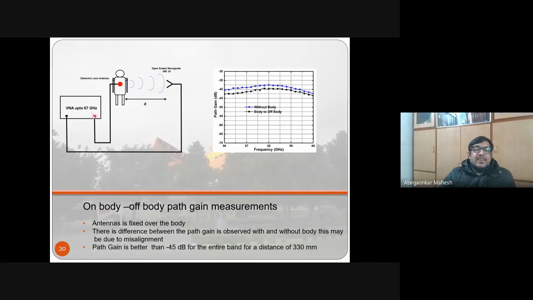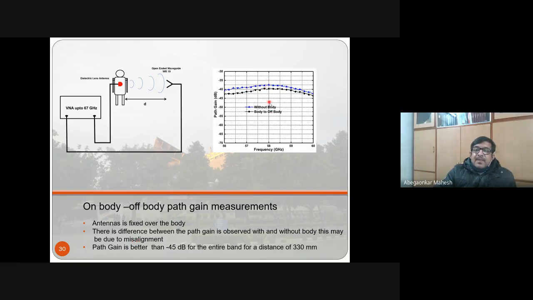What is seen here is path gain versus frequency. The antenna is fixed over the body. There's a difference between the path gain observed with and without body, and this may be due to misalignment. As you can see, there's a small difference here. Without body it is slightly higher, with body it is slightly lower. So this may be because of slight misalignment.